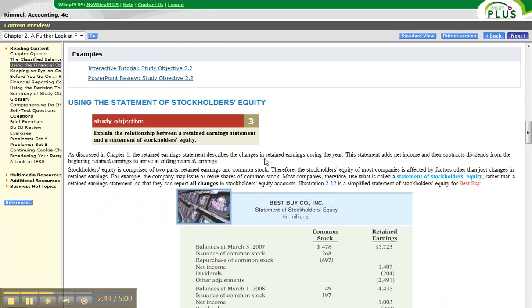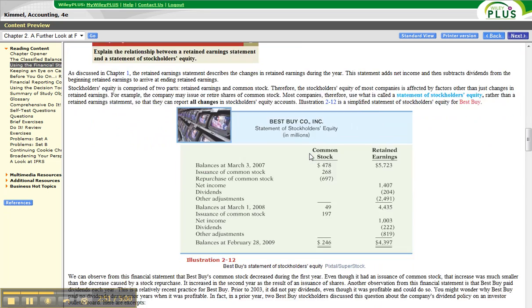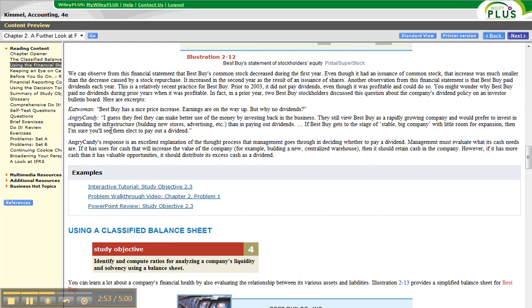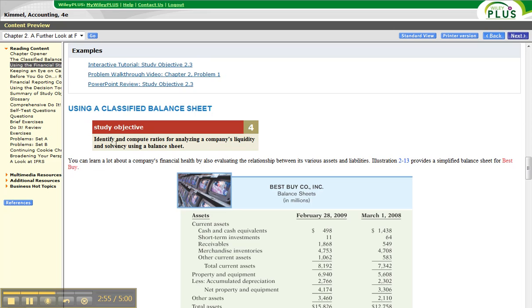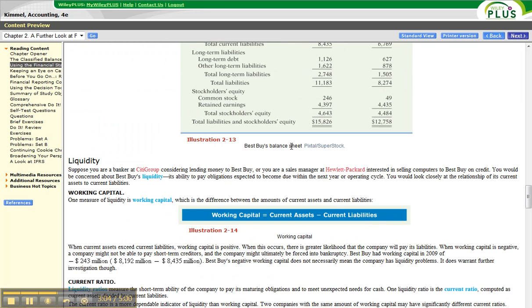Using the statement of stockholders' equity, I'll let you read through this a little bit. Not a lot covered there. Study Objective 4, using a classified balance sheet to address a company's liquidity and solvency. Remember we talked about liquidity ratios as being short-term, a company's ability to meet its short-term debts.